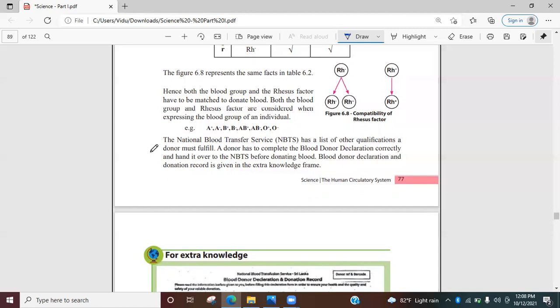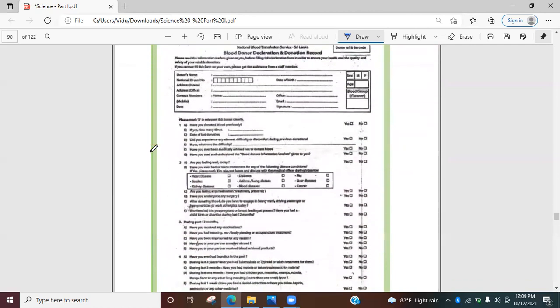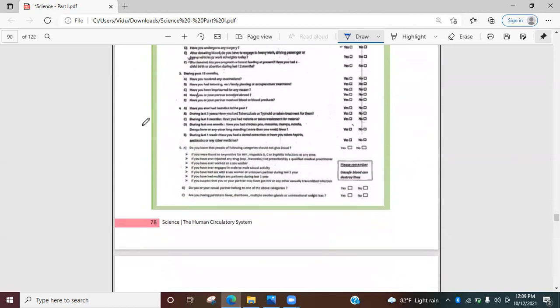The National Blood Transfusion Service, NBTS, has a list of other qualifications a donor must fulfill. A donor has to complete the blood donor declaration correctly and hand it over to the NBTS before donating blood. And the donor should be very healthy. Here is the blood donor declaration and donation record, for your extra knowledge.